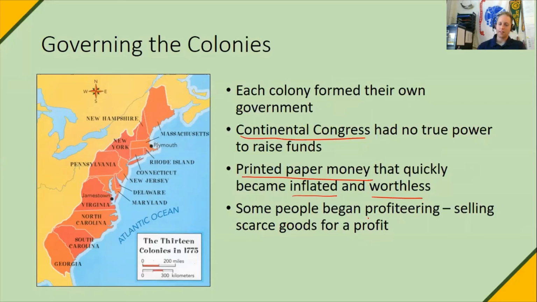Some of the Americans are going to begin profiteering. This is the selling of scarce goods for a profit. For example, if you know the American military needs food and you have apples, instead of charging 30 cents an apple, now you're going to charge $5 an apple because you know they really need those apples. Those profiteers are going to make a lot of money moving goods that are highly needed just because they're in high demand and trying to take advantage of a situation.